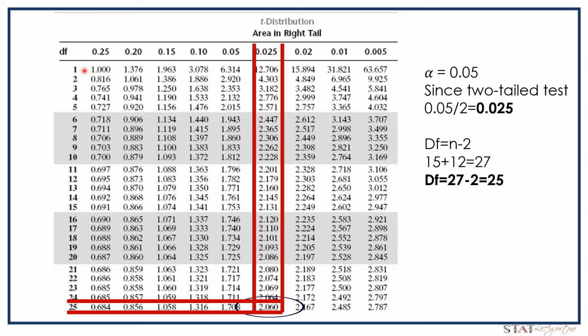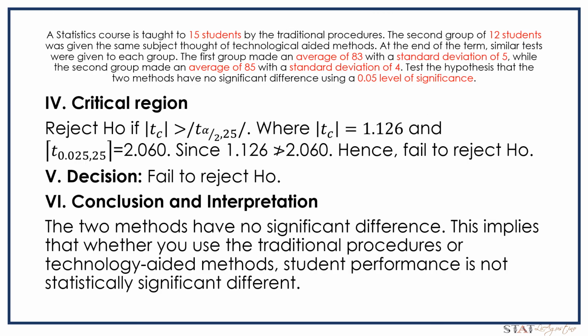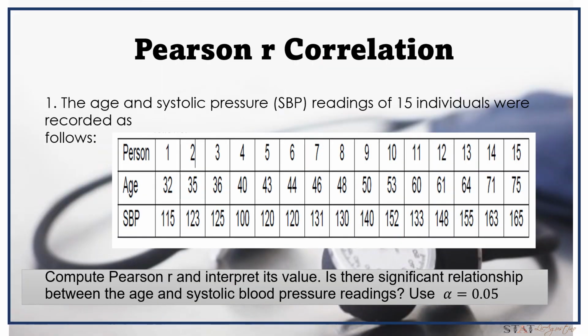In a table presented in your textbook as well, you find it there: the t, degrees of freedom, that is 25. And then our level of significance, it's two-tailed, 0.025. Then our critical value is 2.060. So that's how you find the critical value in the T distribution. So that is an example of our T.